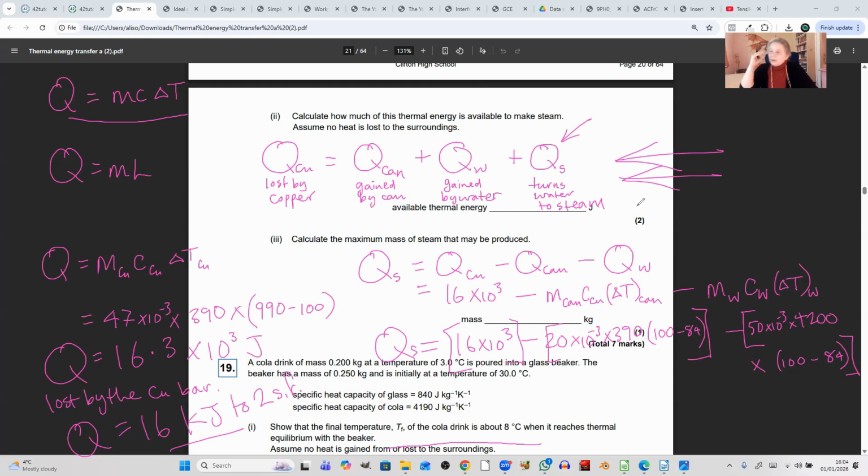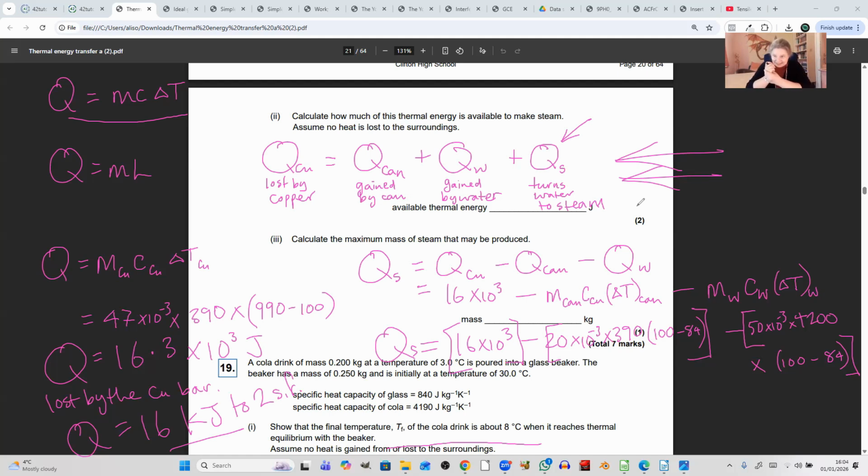Well, Q for copper technically isn't negative, but the Q that's lost by the copper is given to all of these, and all of those numbers are positive. Can you see it's on the other side of the equation? So we can make them equal to each other. The heat lost by the copper is the heat gained by the can, the water, and the steam. So we can make them equal to each other. Yes, the positives and negatives make it hard.